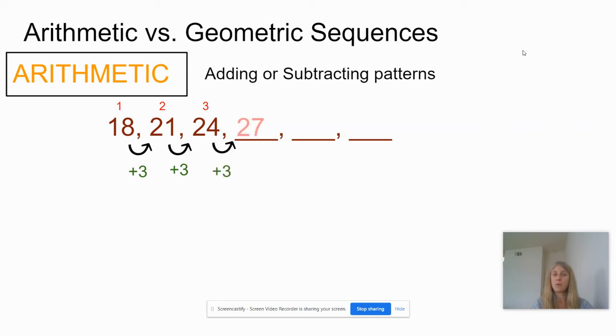24 plus 3 is 27. 27 plus 3 is 30. And 30 plus 3 is 33. However, if I wanted to know what the 100th term is in this sequence, it would take a really long time. Right now, I only have up through my 6th term. So I want to go ahead and come up with an equation for this sequence so that I can find out what the 100th term is by simply plugging 100 in for x and solving for y. And we've already kind of done this with a tile problem.